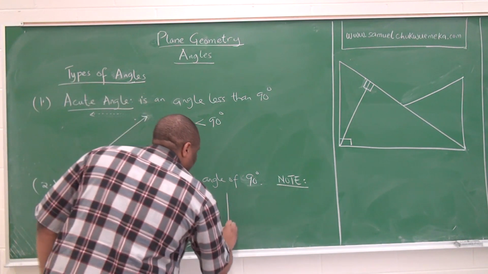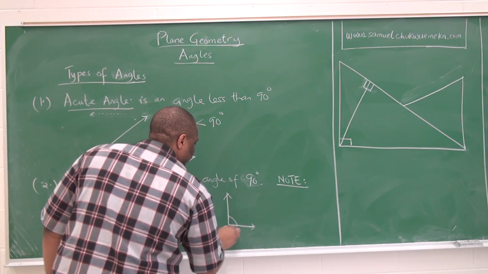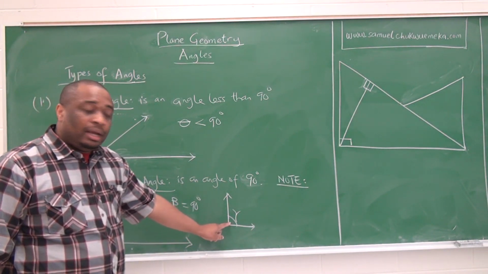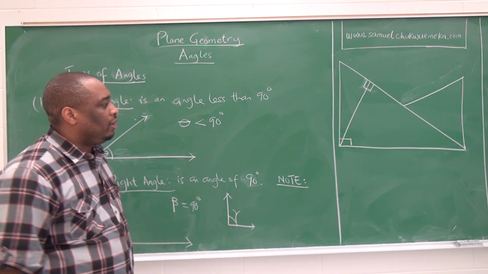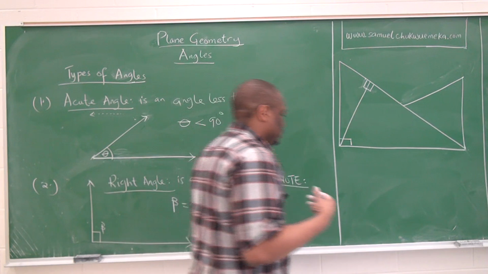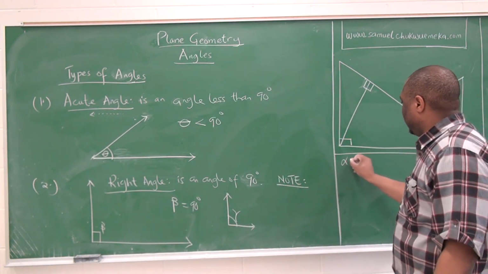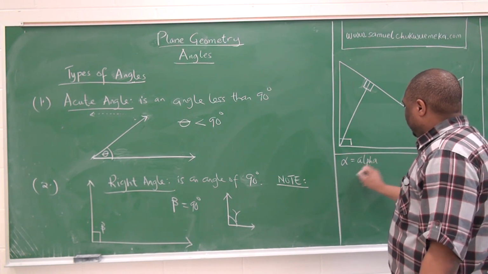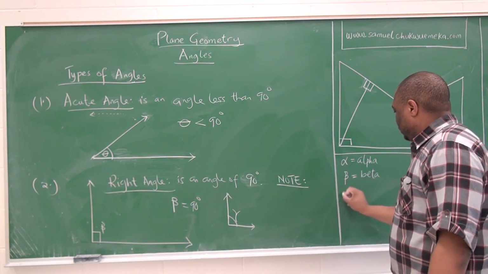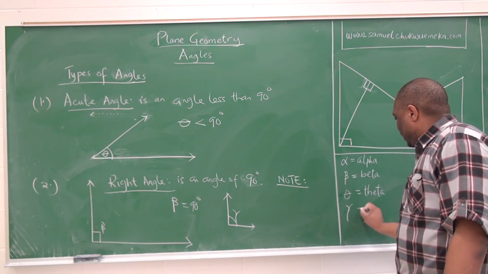Now, if I just draw something like this, and I ask you, what is this angle? And I tell you, find angle gamma. I probably would have written all these words that I'm saying, because some people will get confused. I apologize if I'm using the Greek alphabets, but I want to use them here. This is alpha. This is beta. This is theta. This is gamma.